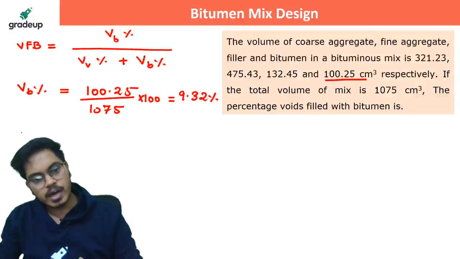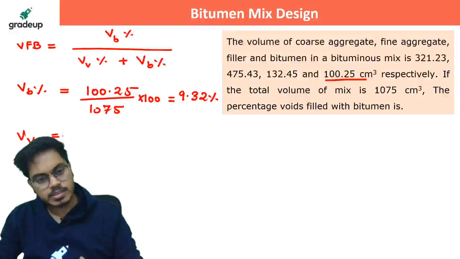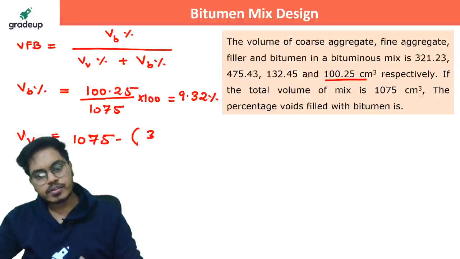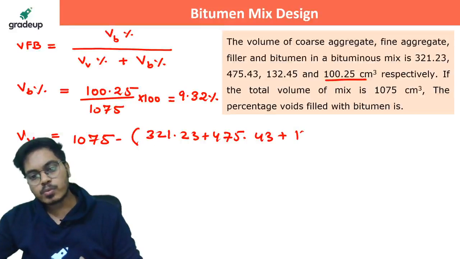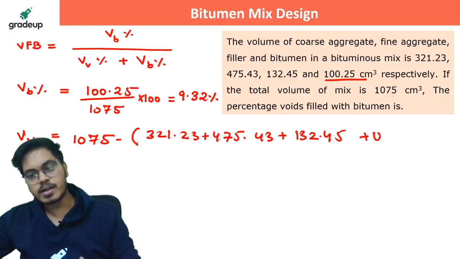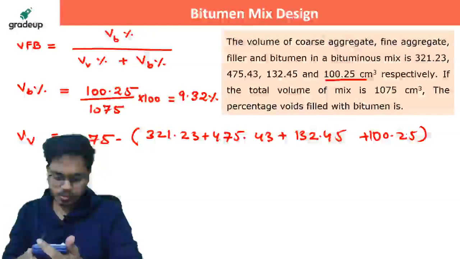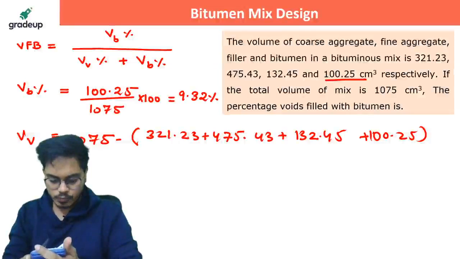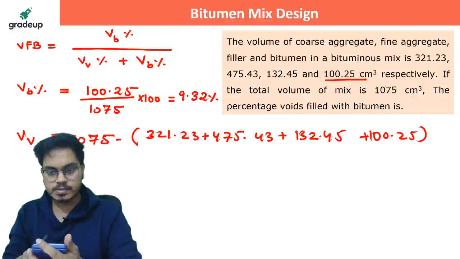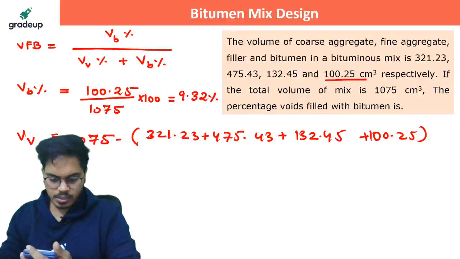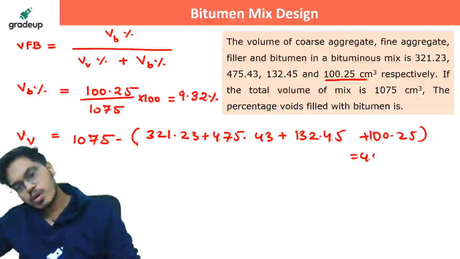Now the volume of voids will be how much, guys? The volume of voids will be the total volume minus all this, whatever we have. We have 321.23 plus 475.43 plus 132.45 plus 100.25, right? This is the total mixture we have. So how much will this be? 321.23 plus 475.43 plus 132.45 plus 100.25, okay, minus 1075. So this should be 45.64.